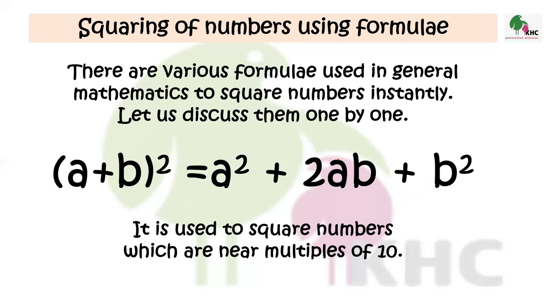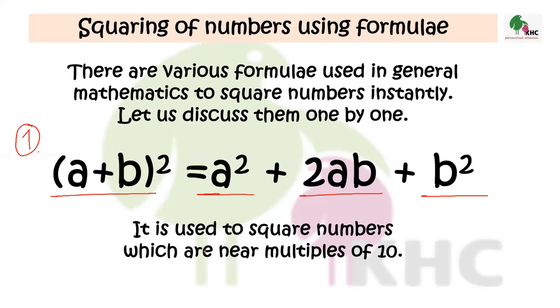Squaring of numbers using formulae. There are various formulae used in general mathematics. So the first one that we are going to discuss here in Vedic maths as well. This is the first one. It is given by (a plus b) the whole square is equal to square of first term, square of last term, and twice of a times b.